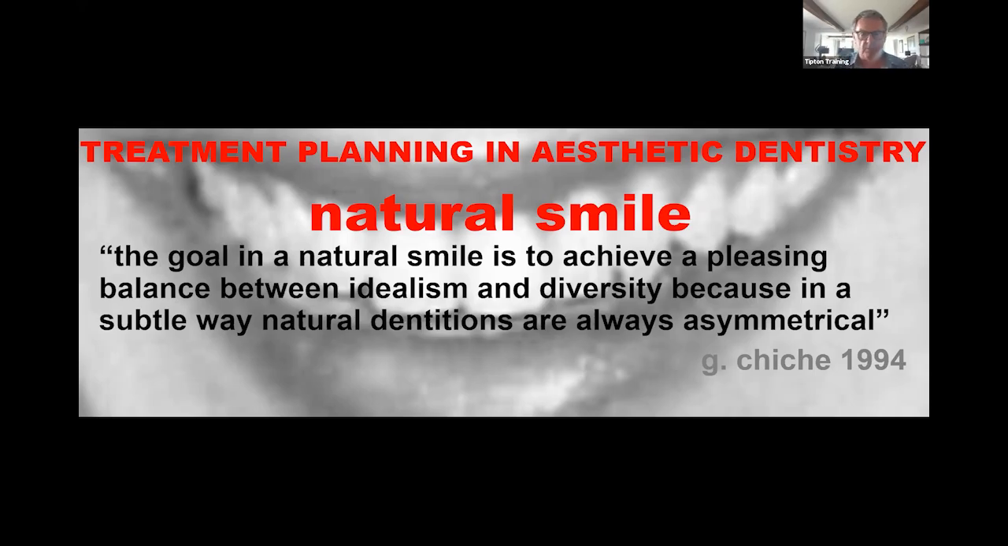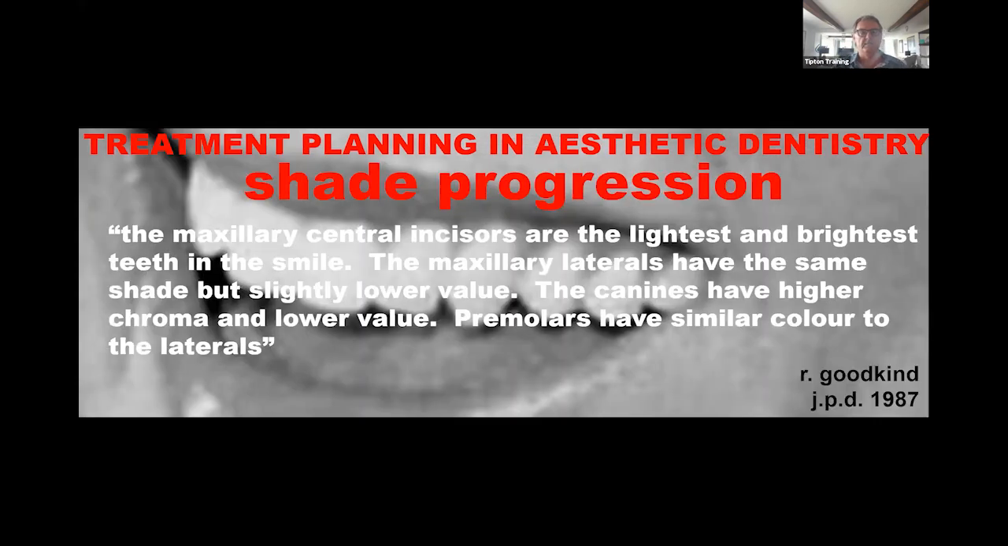How unsymmetrical? So look at the words. We're looking at words which are softer, got various meanings. Pleasing balance, idealism and diversity, subtle way, asymmetrical. Symmetry, black and white; asymmetrical, many shades of gray. So this takes a lot more work. And then we have that bit in the middle where our patient says, I don't want it to look false. I want it to look natural, but I also want it to look very beautiful.